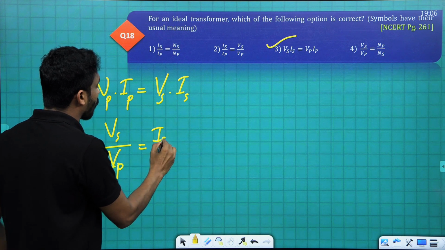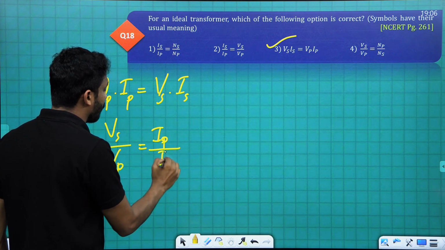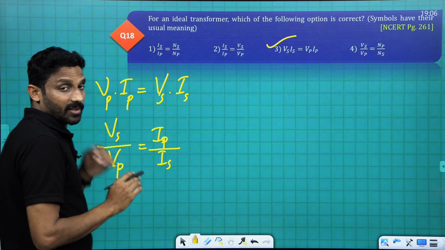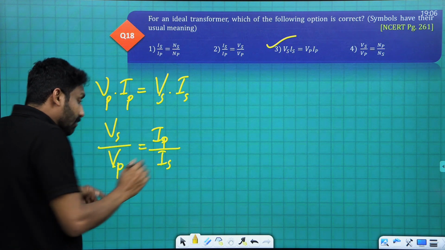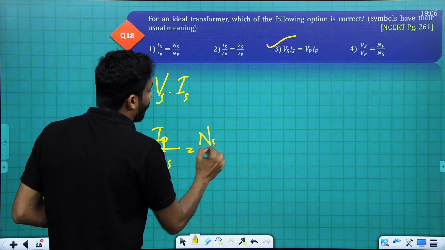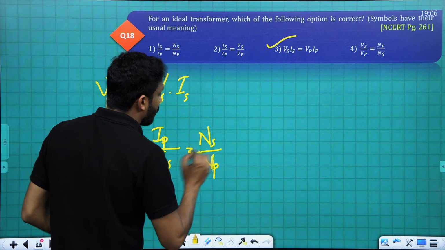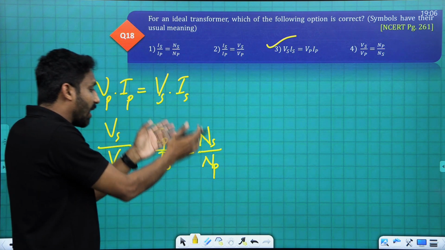Vs by Vp is equal to what? Ip by Is, inversely related. And we studied that Vs by Vp is equal to Ns by Np, directly proportional to the turns. Vs by Vp equal to Ns by Np.